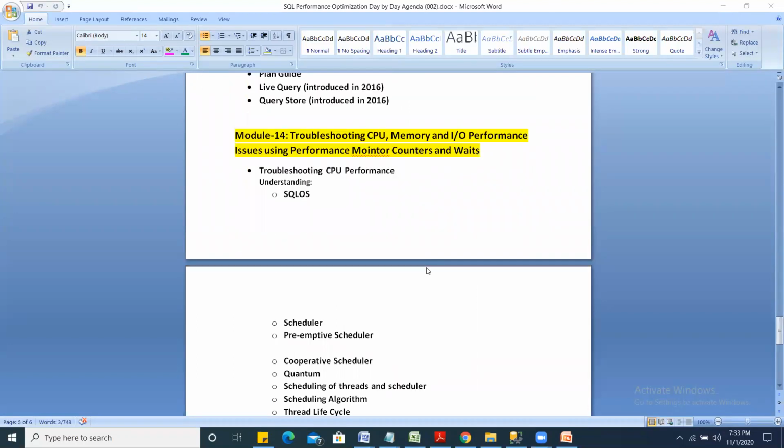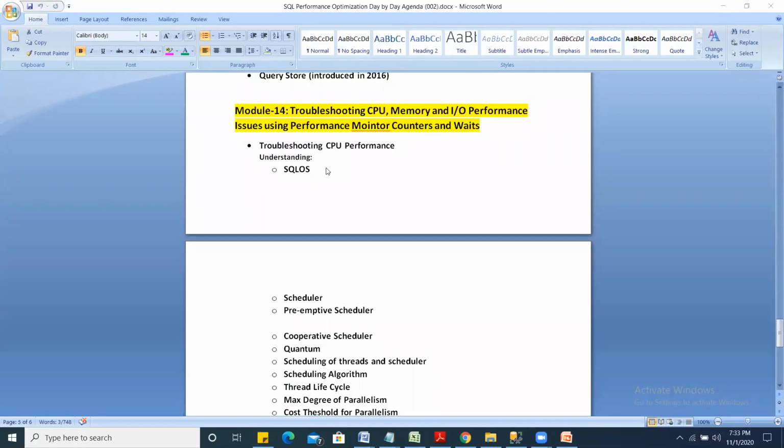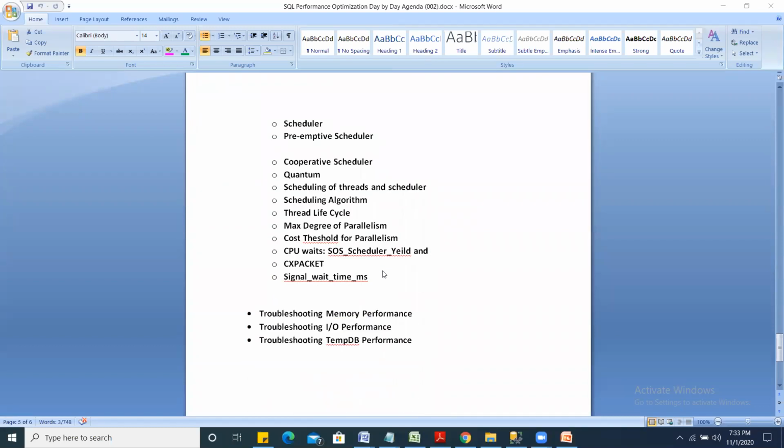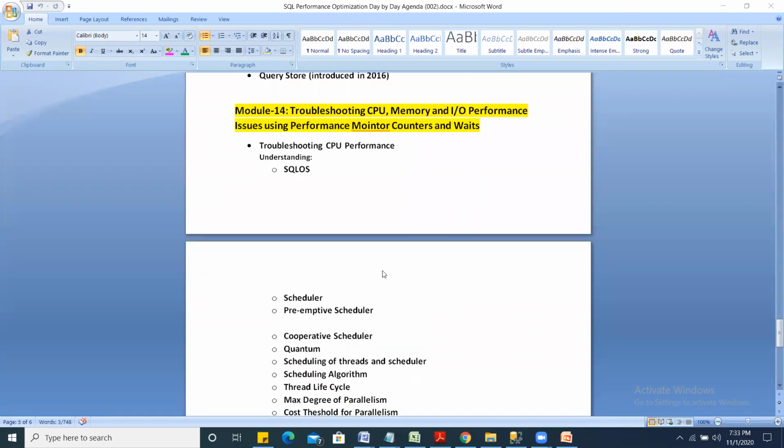In the final module, we will talk about troubleshooting high CPU utilization issues, high memory issues, high IO issues, and then we will talk about troubleshooting TempDB space issues and contention issues. So these are the topics we are going to discuss under this entire course. The course consists of 14 modules, as you saw.